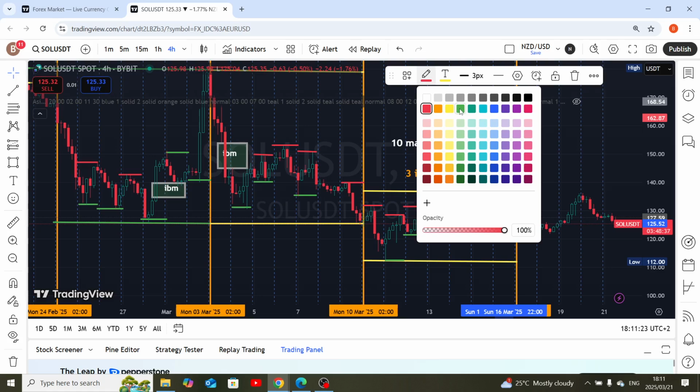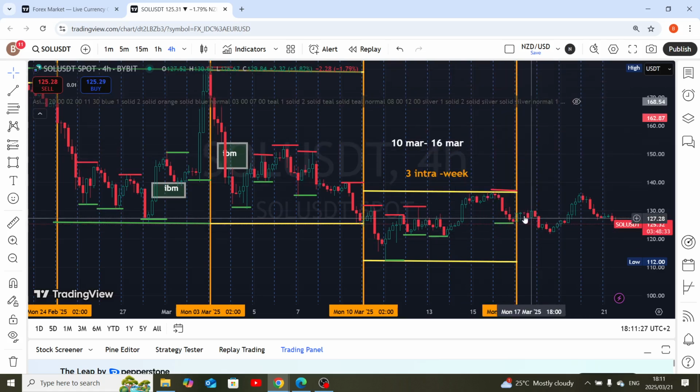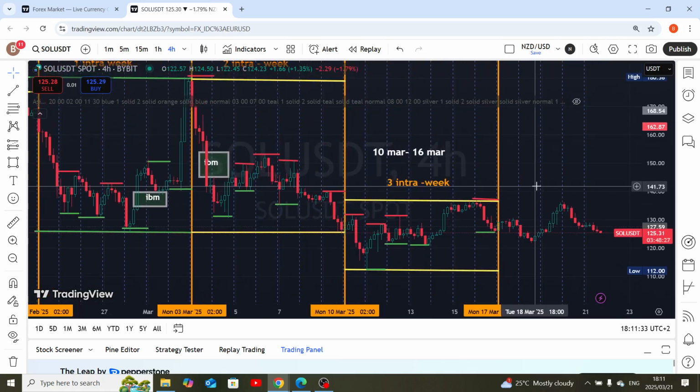Now we are able to see that. That's very good. And then Monday and Tuesday there was no form of... On Monday the fourth intra week, since we're not going to conclude that intra week, we can actually see.